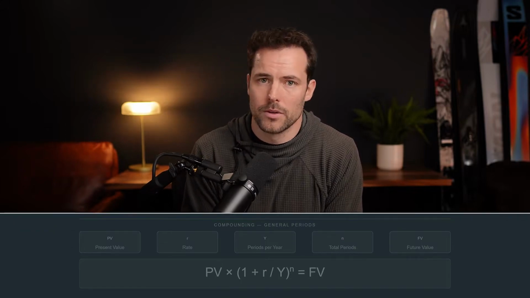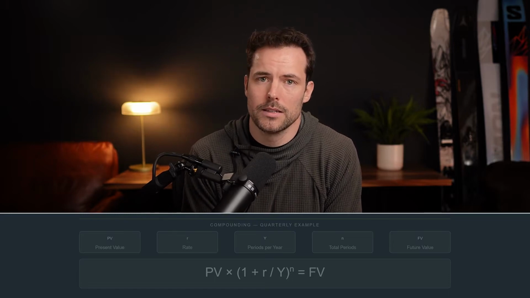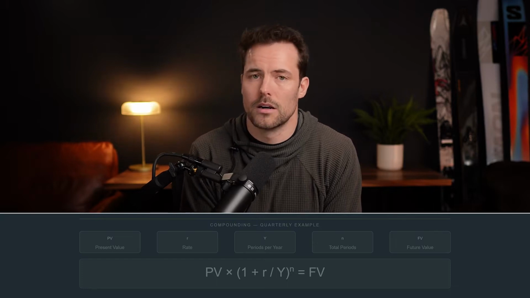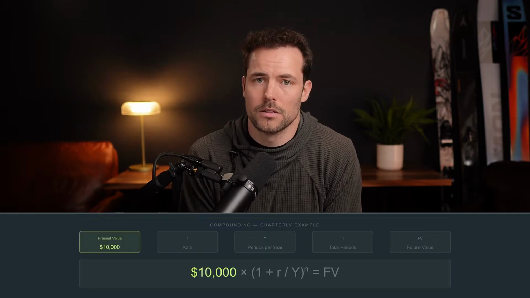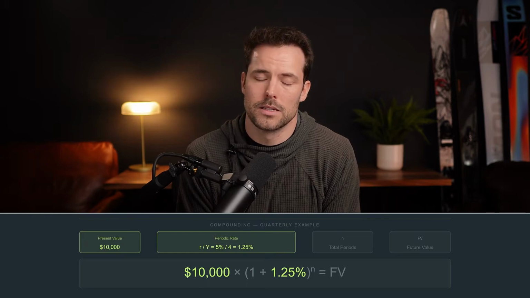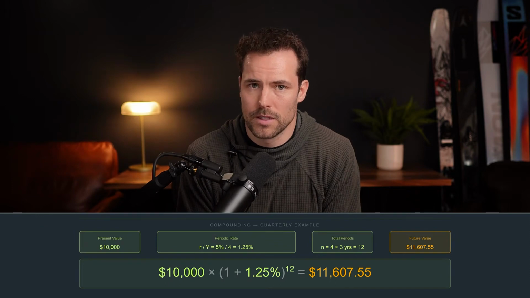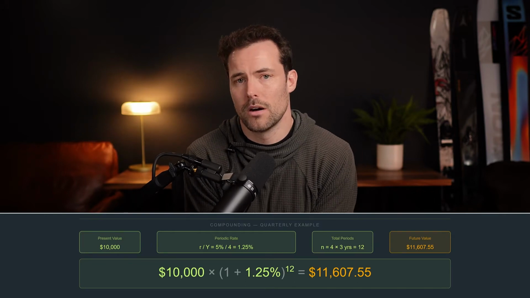If interest compounds quarterly, there are 4 periods per year, meaning the periodic rate is 5% divided by 4. And over 3 years, there are 12 total compounding periods. So we calculate $10,000 multiplied by 1 plus 5% divided by 4 raised to the power of 12, which gives us $11,607.55 after 3 years.